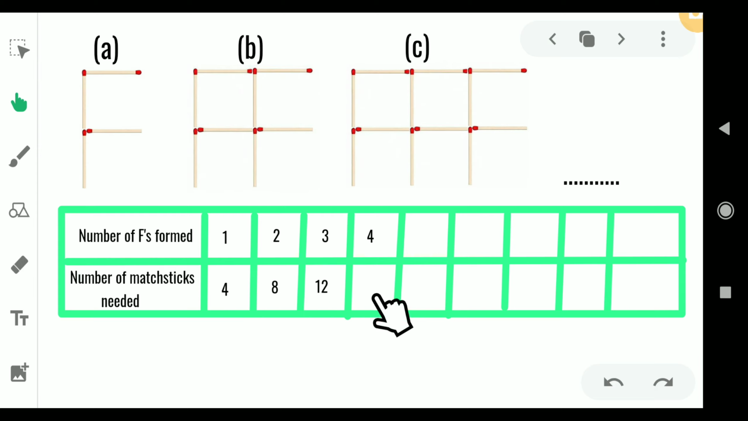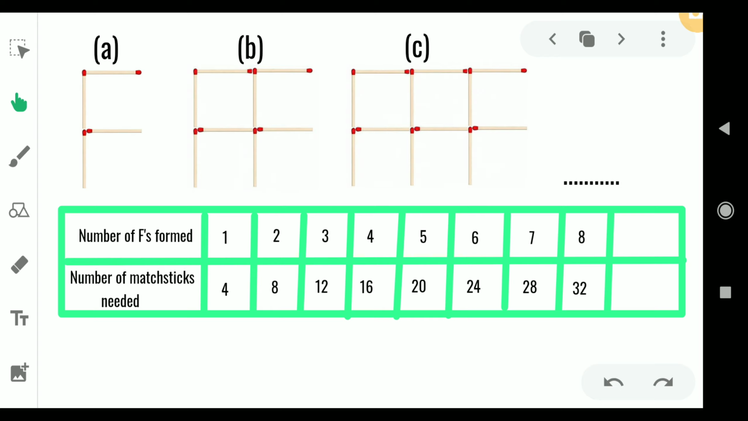So can you guess the number of matchsticks for making 4 F's? Simple. 4 times of 4 is how much? It is 16. Can you guess how many matchsticks are required for making 5 F's? It's simple. 5 times of 4, how much? It is 20. So 20 matchsticks are required. Similarly, for 6 F's, we need 24 matchsticks. For 7 F's, we need 28 matchsticks. And for 8 F's, we need 32 matchsticks.